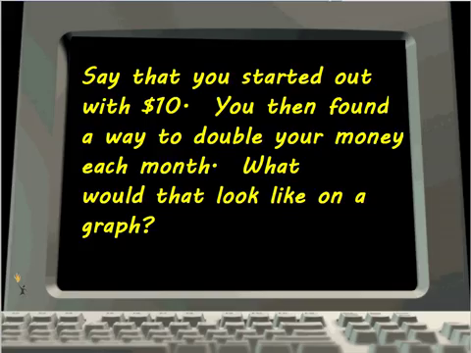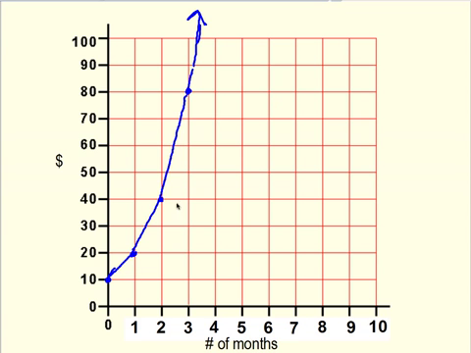So let's look at a quick example. Say that you started out with $10 and then you found a way to double your money each month. What would that look like on a graph? Well, if you look, we start with $10. I'm doubling my money each month, so after 1 month has passed, I would have $20. After 2 months, I would have $40, and after 3 months, I would have $80. Now, none of the other points will fit on this graph that I have here, but this is going to continue to double every time a month passes. That's what an exponential function looks like, more or less.